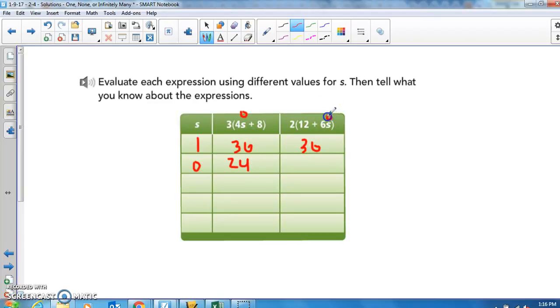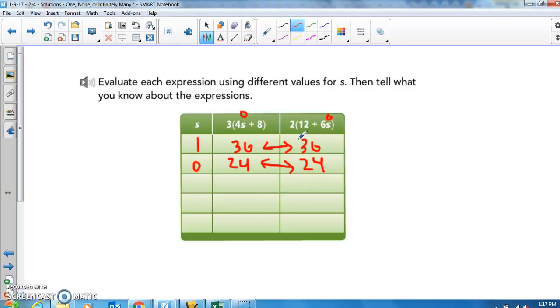Do the same thing here. Put a 0 in, substitute in. 6 times 0 is 0. 0 plus 12 is 12. 12 times 2 is 24. So what do you notice? You'll notice regardless of whatever value I put in for s, whether it's a 1, a 0, or anything else, the two answers are going to be the same. They're both going to be the same answer. So when I put 1 in, both of them give me 36. When I put 0 in, the answer is going to give me 24.